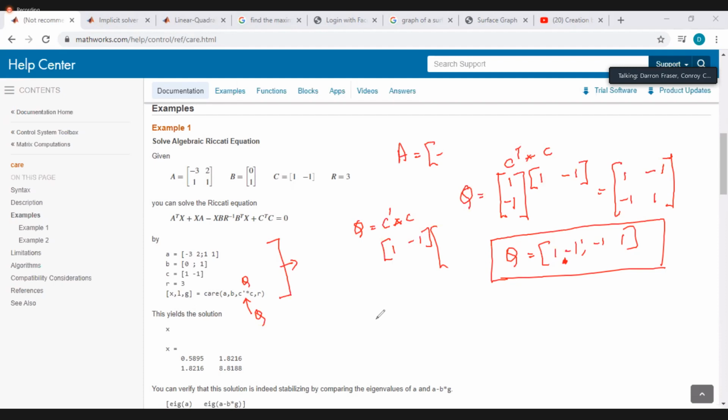All right, the Q now. So just write Q is equal to, what is that? 1, negative 1, semicolon, negative 1, 1.